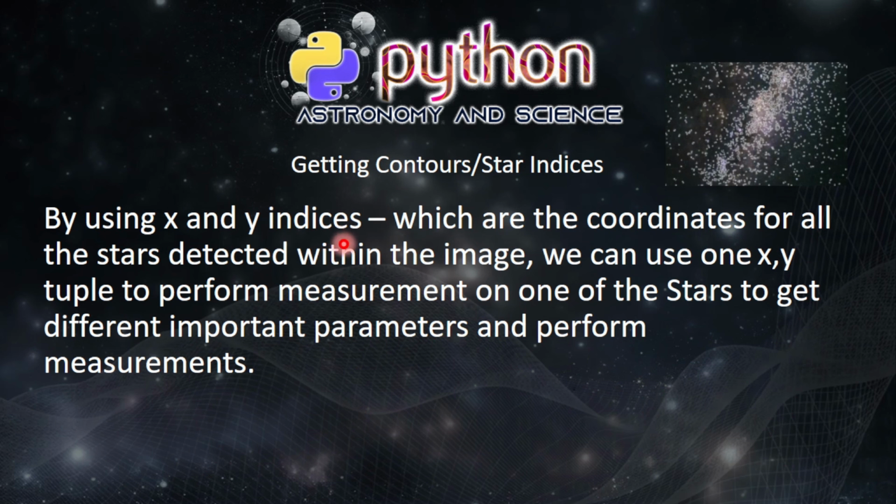By using the X and Y indices, which are the coordinates for all the stars detected within the image, we can use one XY tuple, which would be the coordinate of one star, to perform measurements on that star and get different important parameters. Parameters such as brightness and luminosity: some are extracted and some are measured or calculated, of course.